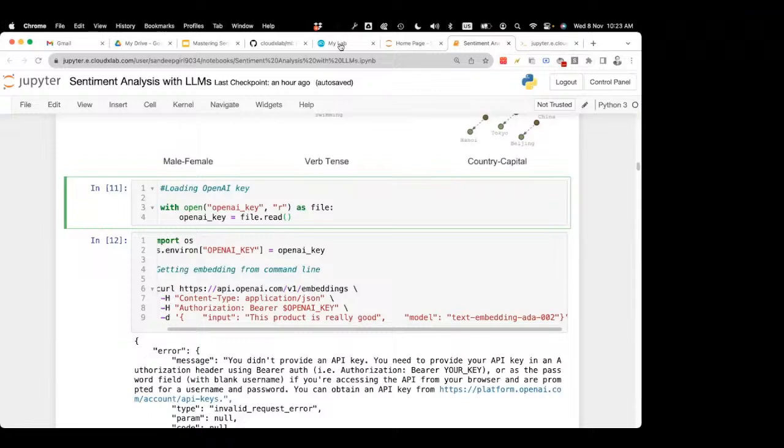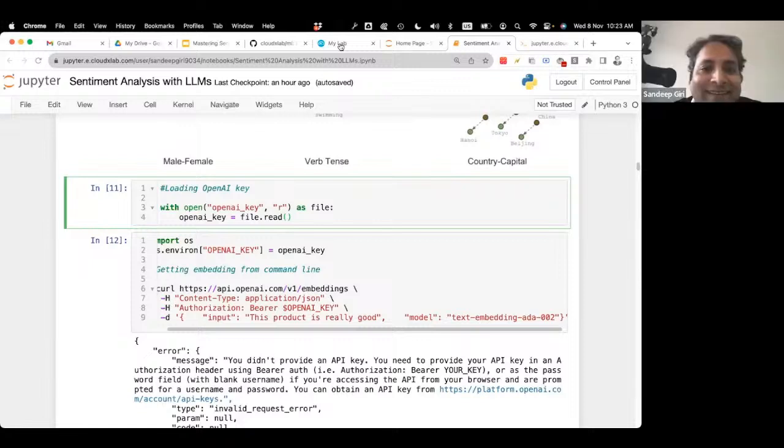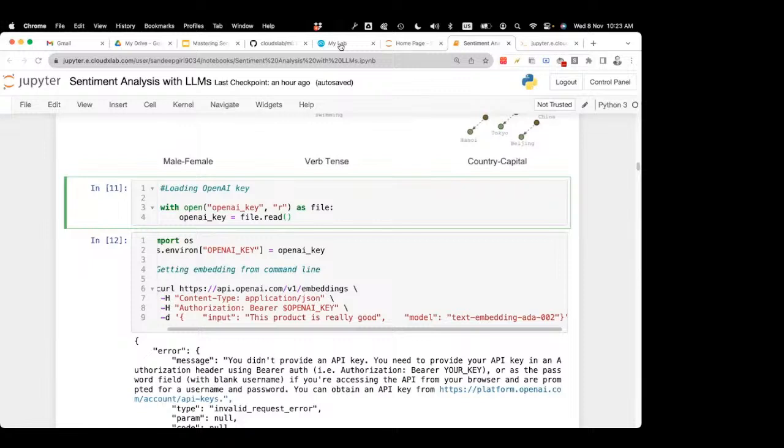Sandeep, the key is working fine for me. Interesting. You can update it in the file itself, and you can restart the kernel and try it again. I guess that may fix the issue. Okay, let me.